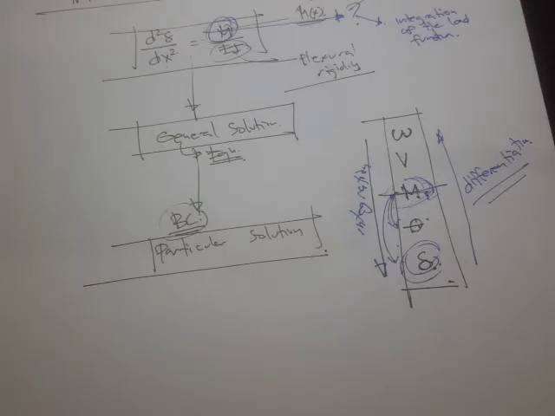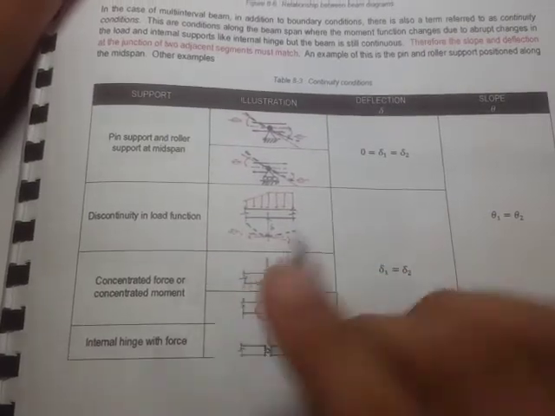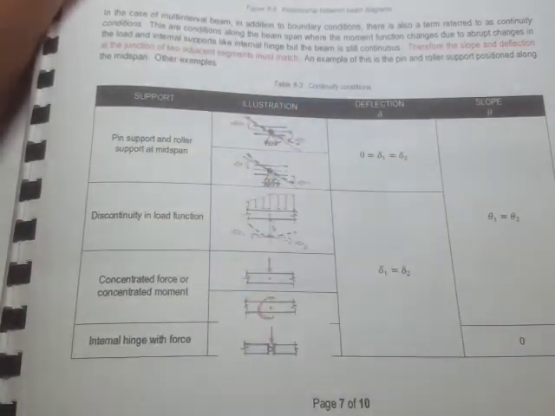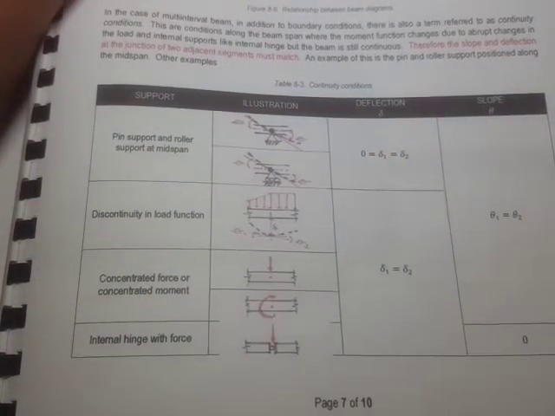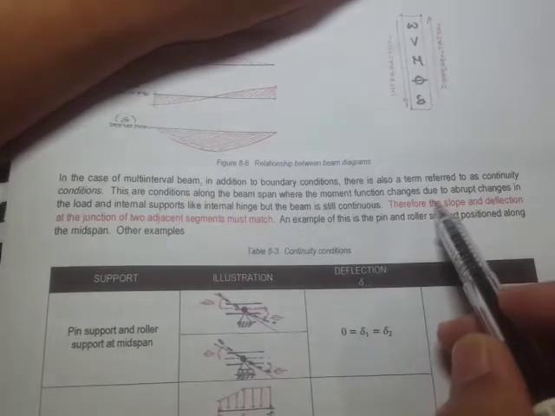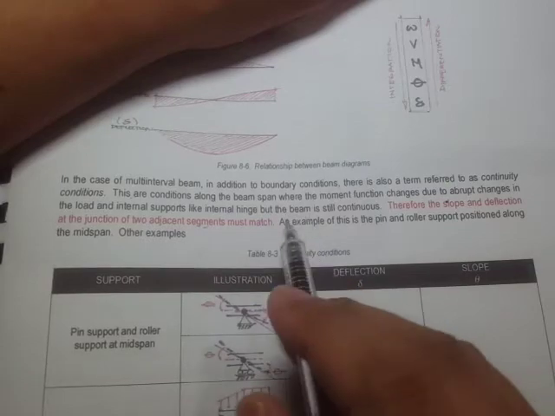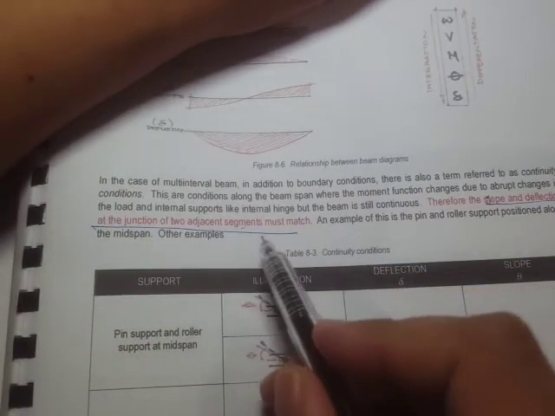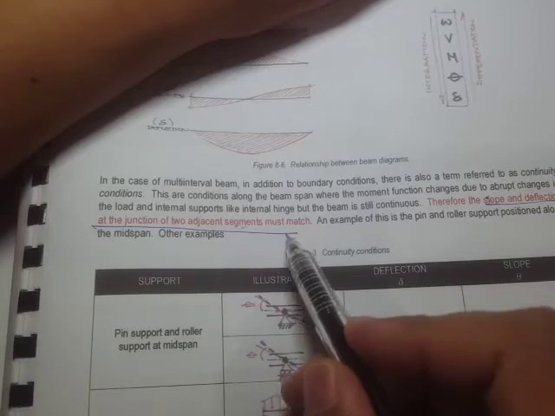Another thing, before we can solve, we also need to discuss these continuity conditions. This is something like the boundary conditions, but these are conditions along the beam span where the moment function changes due to abrupt changes in the load and internal supports like an internal hinge. It says here that the slope and the deflection at the junction of the two adjacent segments must match.